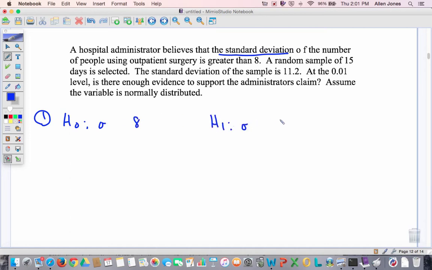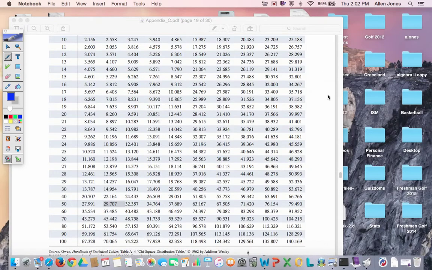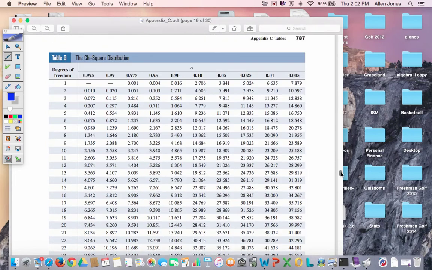Notice a slight symbol change here in step number 1: is greater than 8. So our two hypotheses based on a standard deviation being greater than 8, greater than or less than, our claim would be our alternative. Notice I don't have a sigma squared here, I just have sigma because I'm testing the standard deviation, not the variance. We have a right-tailed test this time. Right-tailed uses simply alpha, so alpha is 0.01 along with our degrees of freedom. Our degrees of freedom, we have a sample size of 15, so we have 14 degrees of freedom.